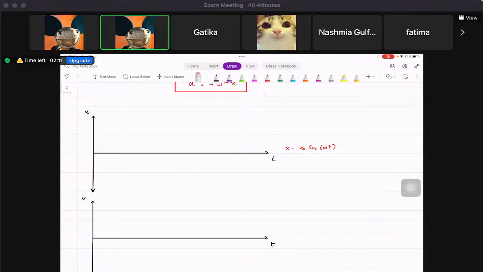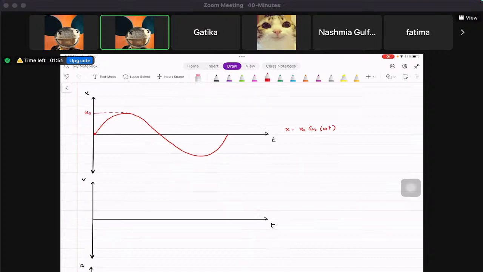Which means if I make a graph of this, a sine graph is always like this. Remember that. Which means that here this point is our x naught. Remember this. And this point is minus x naught. Now, the equation for velocity was v equals omega x naught cos of omega t.